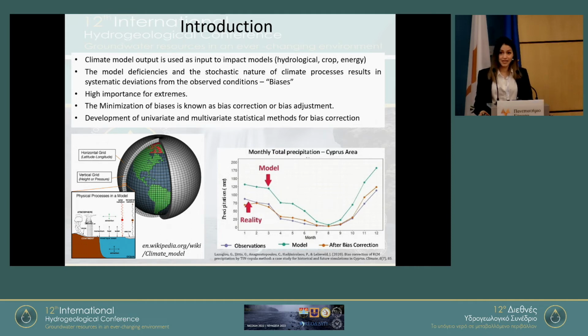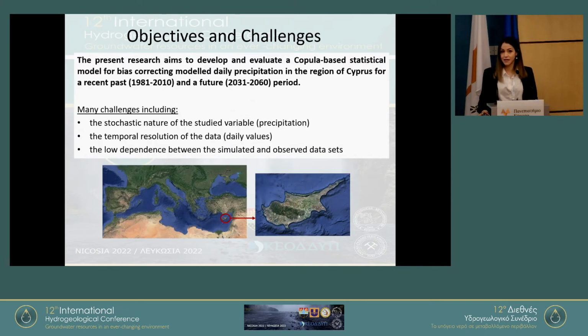The minimization of these biases is known as bias correction or bias adjustment, and several statistical methods have been developed for this purpose. With this study, we have developed and evaluated a copula-based statistical model for the bias correction of model daily precipitation in Cyprus for a recent past and future time periods.